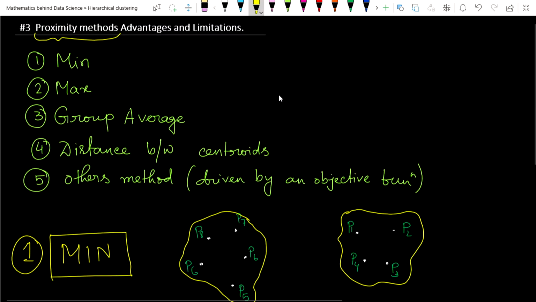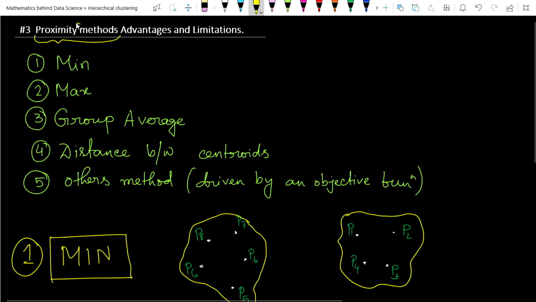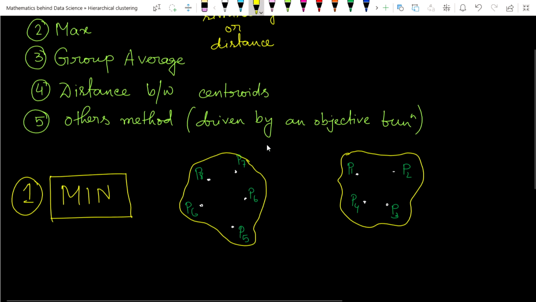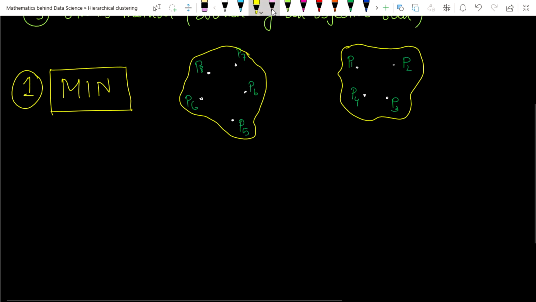Proximity means, so we don't get confused, the kernel value. We have already seen the concept; we learned the concept of kernel in the logistic regression chapter. Kernel value here means in the sense of a similarity value or a distance value. I am talking about these two types.